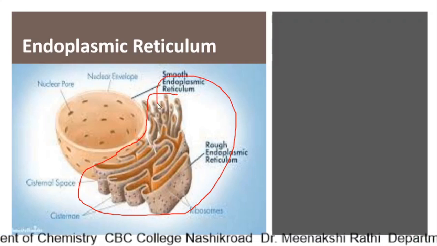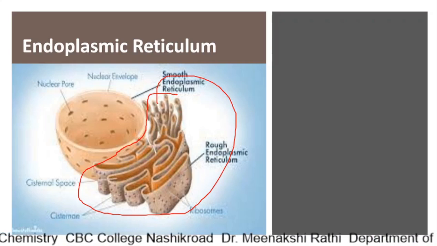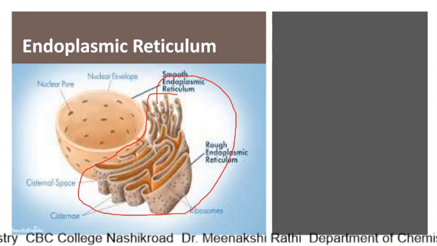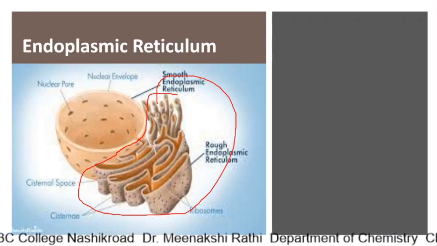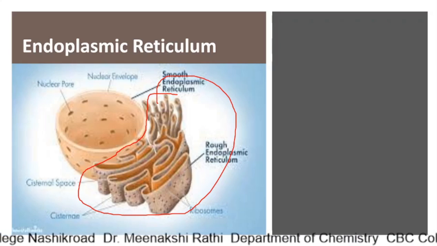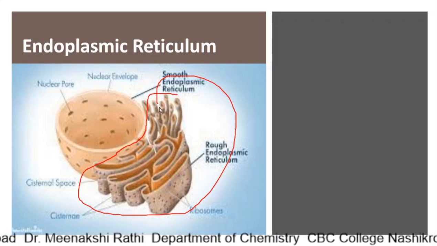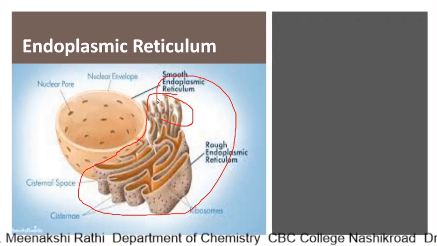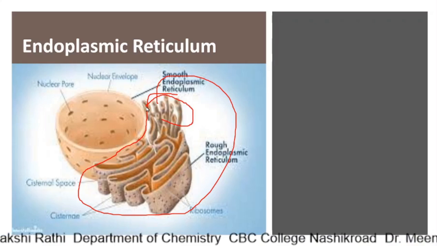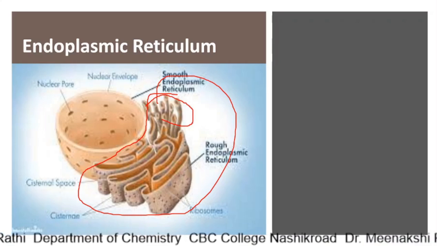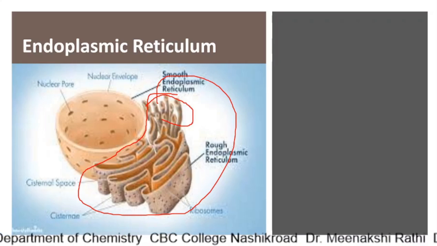So, endoplasmic reticulum refers to a vast network of membrane-enclosed tubules. It consists of these tubules, small tubes, vesicles and sacs in the cytoplasm.